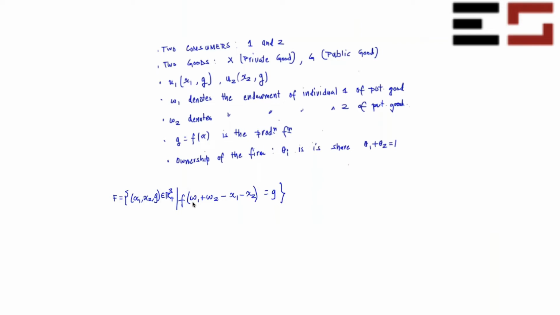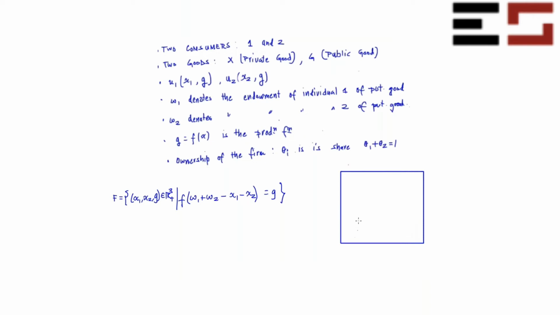So if you remember, we plotted Edgeworth box, where we had x1, y1, x2, y2 in R4 plus, and then we used the feasibility to draw this box in two dimensions, and we were able to represent the set of all feasible allocations using Edgeworth box. Now we cannot use Edgeworth box here. The reason is because in Edgeworth box, the commodities are both rival and excludable.